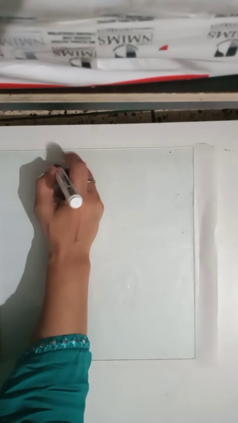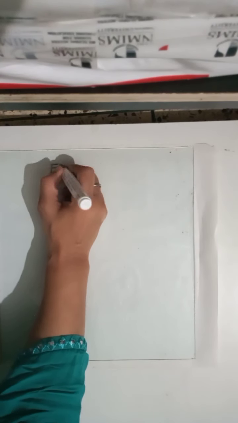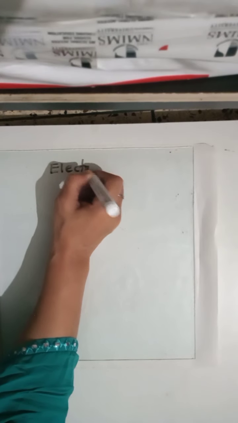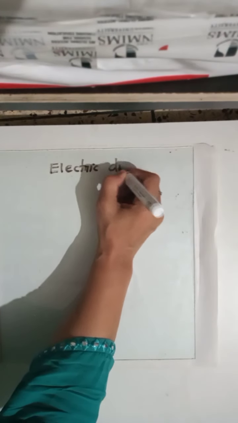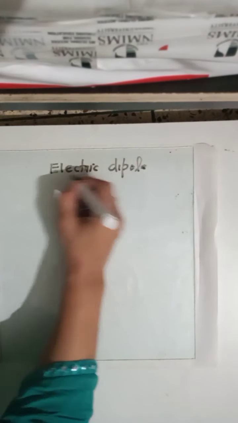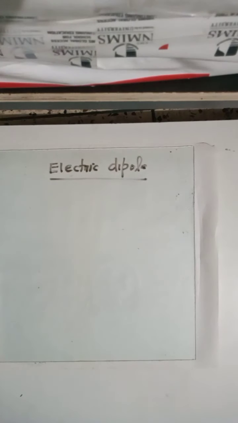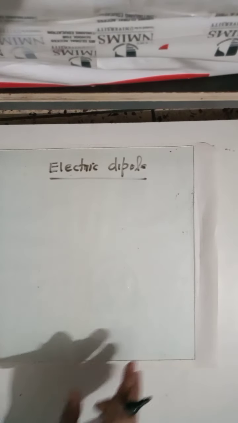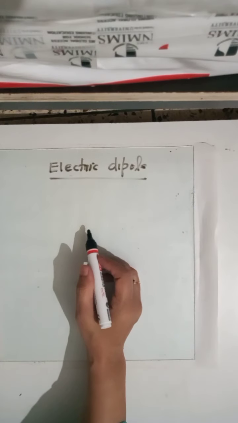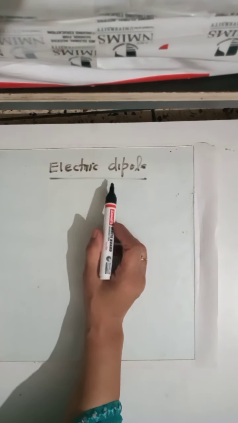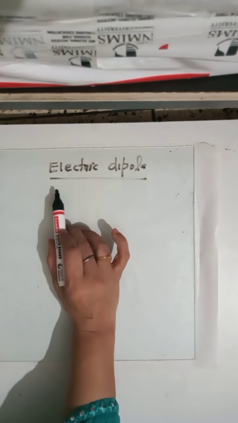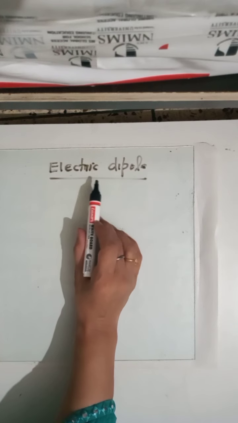Now the next topic is electric dipole. That means, what do you mean by dipole? Di plus pole, then two equal and opposite things. For example, in chemistry, you have already studied dipole. Now in physics, what do you mean by electric dipole?